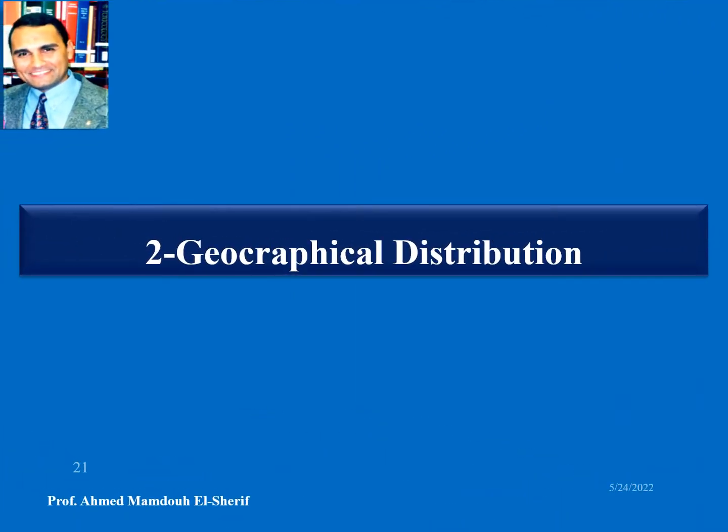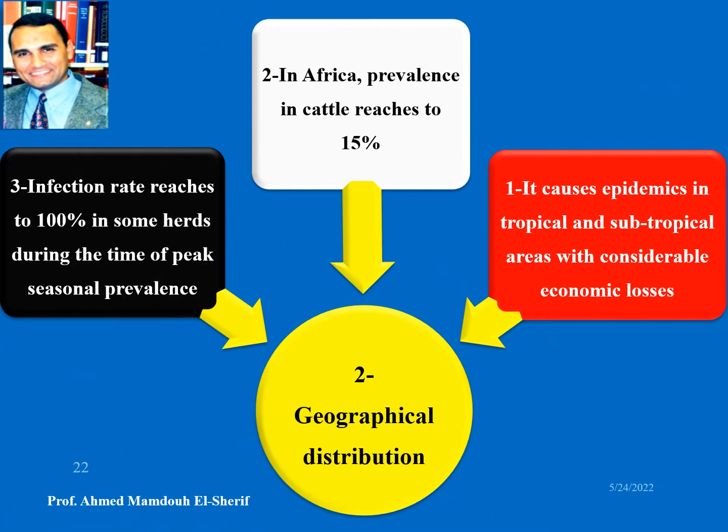Geographical distribution of dermatophilosis. It causes epidemics in tropical and subtropical areas with considerable economic losses. In Africa, the prevalence of Dermatophilus congolensis infection in cattle reached about 15%. The infection rate reaches 100% in some herds during the time of peak seasonal prevalence.